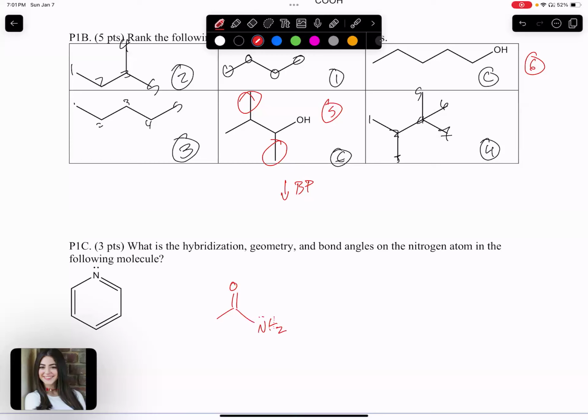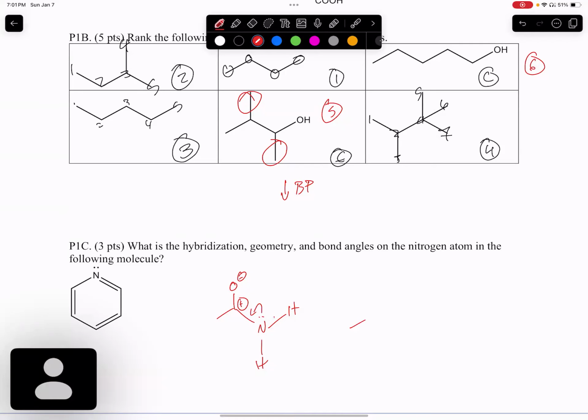How about now? Is this sp2? Let me draw it like this. Or to make it even more obvious. SP3. Okay. How about now? Still SP3. Is it SP2? SP2 because it can delocalize. Exactly.